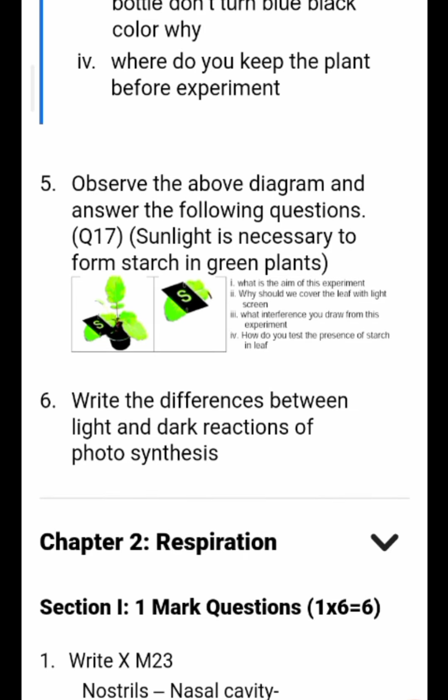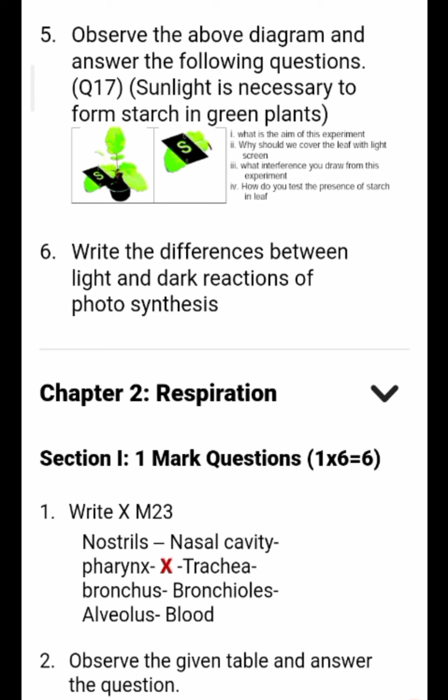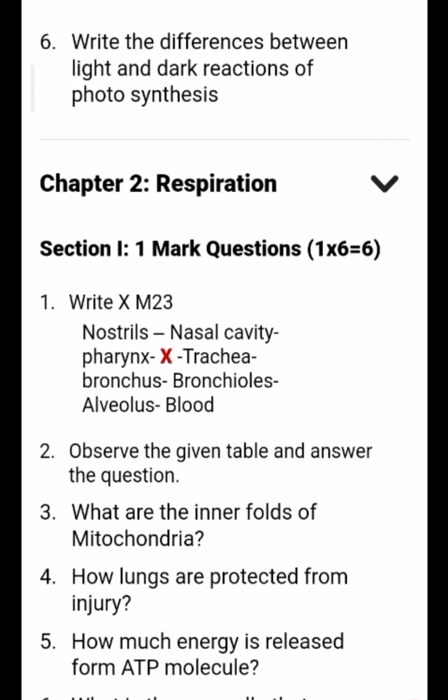Observe the above diagram and answer the following questions. Sunlight is necessary to form starch in green plants. Next, write the differences between light and dark reactions of photosynthesis.